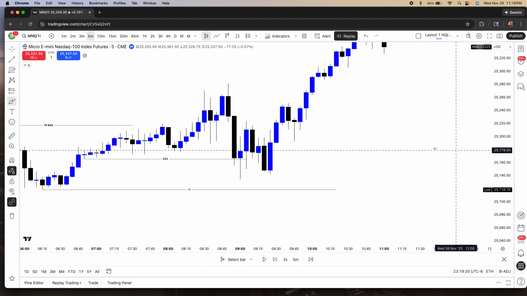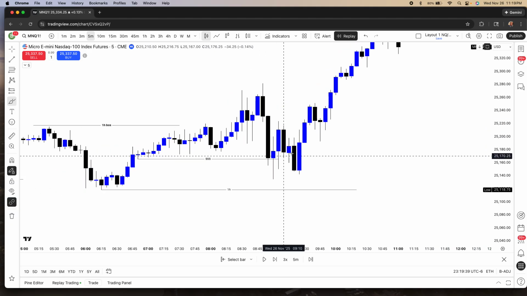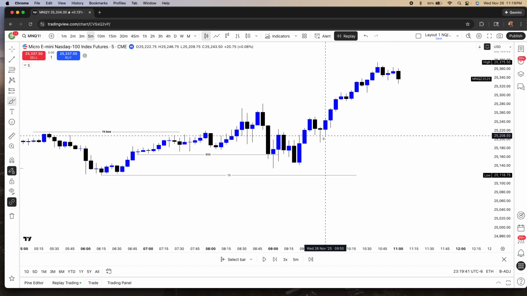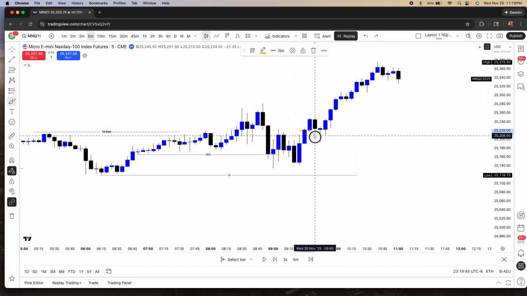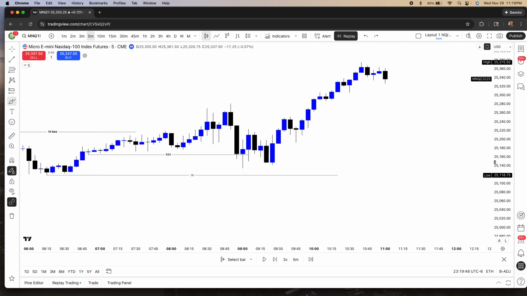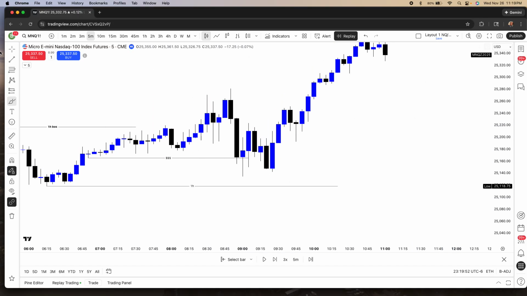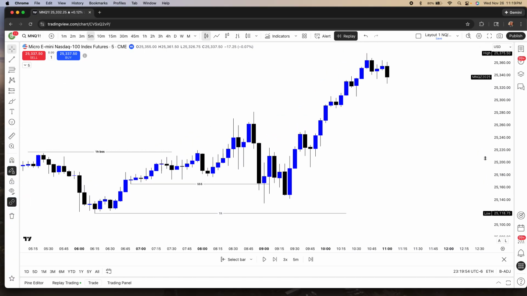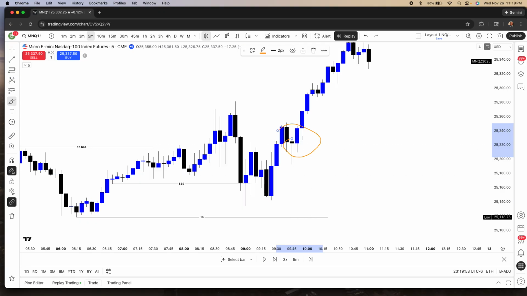I'm not sure actually. But anyways, this would have been the spot where I would have entered, probably somewhere around here. But I ended up getting in some options contracts for buys, one of the first times today, right around here, to just see where we could take price.